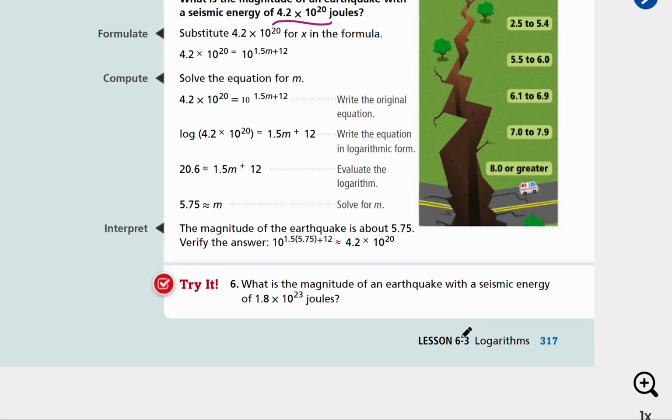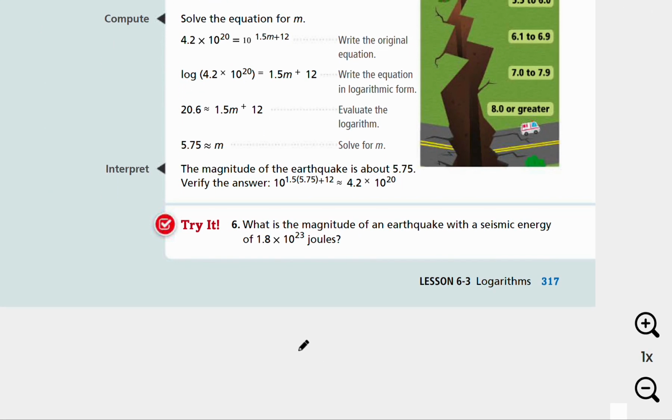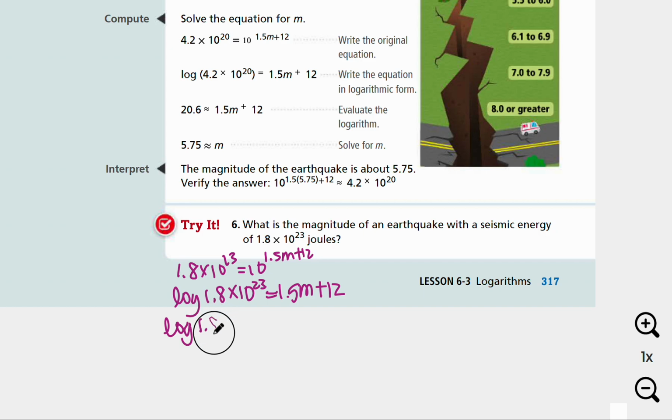Okay, are you ready? So you're using the same method. You're going to plug it into the formula and set up the formula. 1.8 times 10 to the power of 23 is equal to 10 to the power of 1.5M plus 12. And so log base 10 of 1.8 times 10 to the power of 23 is equal to 1.5M plus 12. And so log of 1.8 times 10 to the power of 23 minus 12, all of that divided by 1.5 is equal to M. And plug this into the calculator.